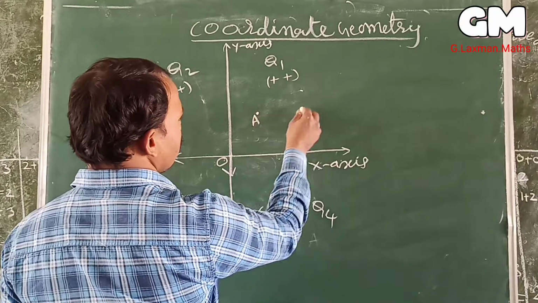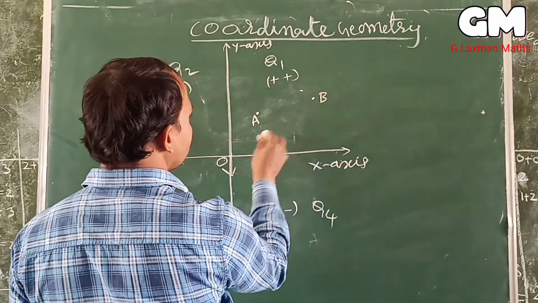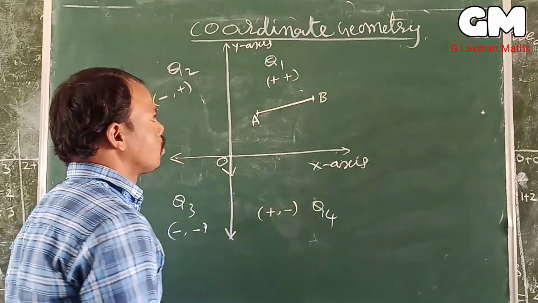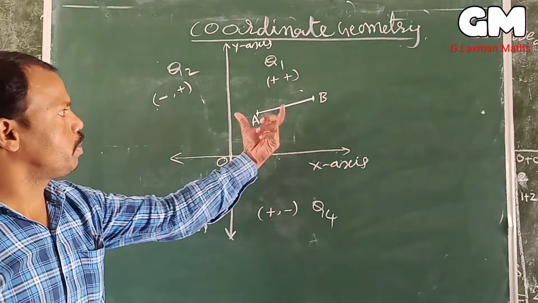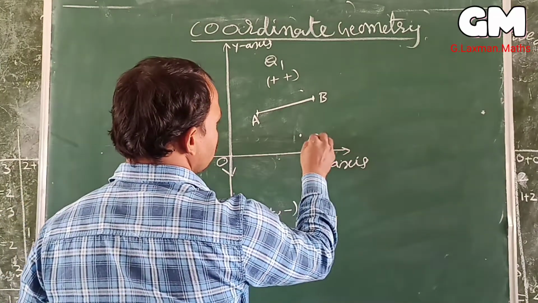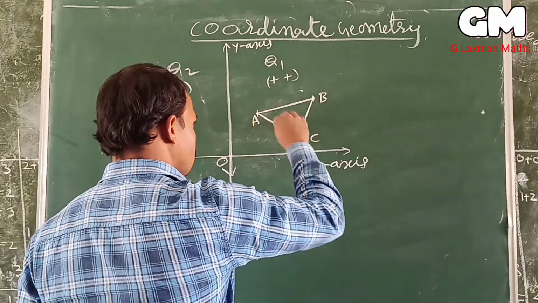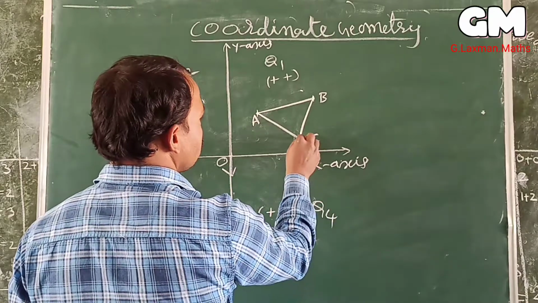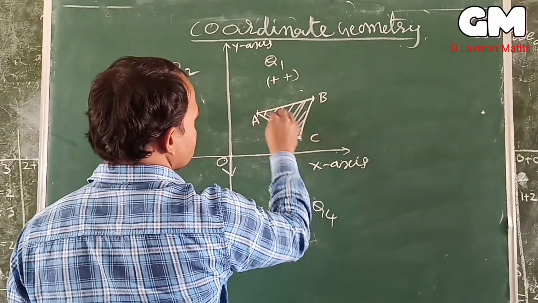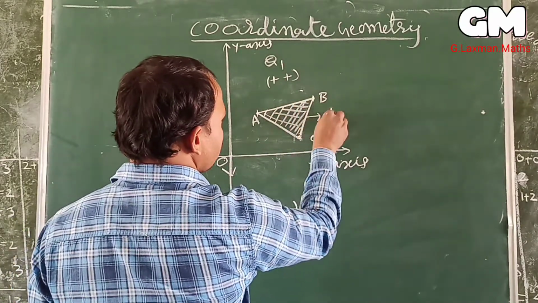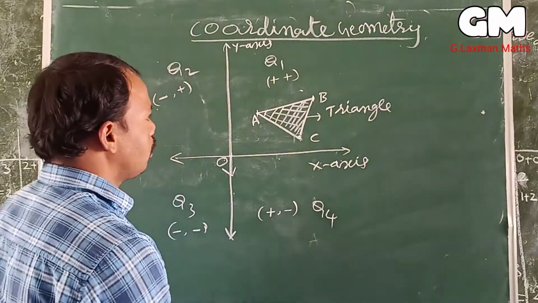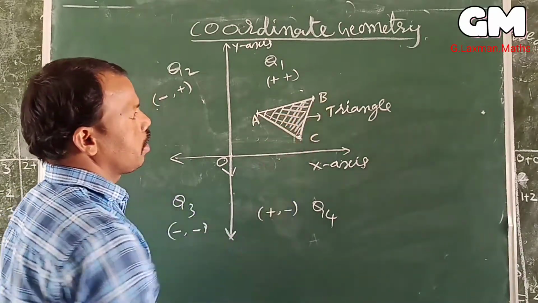is here and one more point is here, B. We need to find the distance between these 2 points. How can we find it? For example, there is one more point C, and if you join them it can form a triangle, am I right? So how can we find the area of this? This is a triangle. The triangle is a concept of geometry, and we use it to find distance and area.